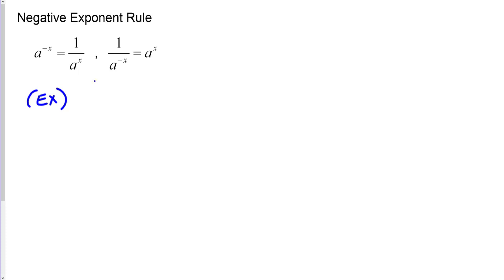Let's say I have 3 squared over 3 to the 6th power. Now, if I work this out using the quotient rule, essentially I would have 3 to the 2 minus 6, which is 3 to the negative 4. And that's a perfectly valid answer, although we generally don't write our final answer in terms of a negative exponent, because we can simplify it further.